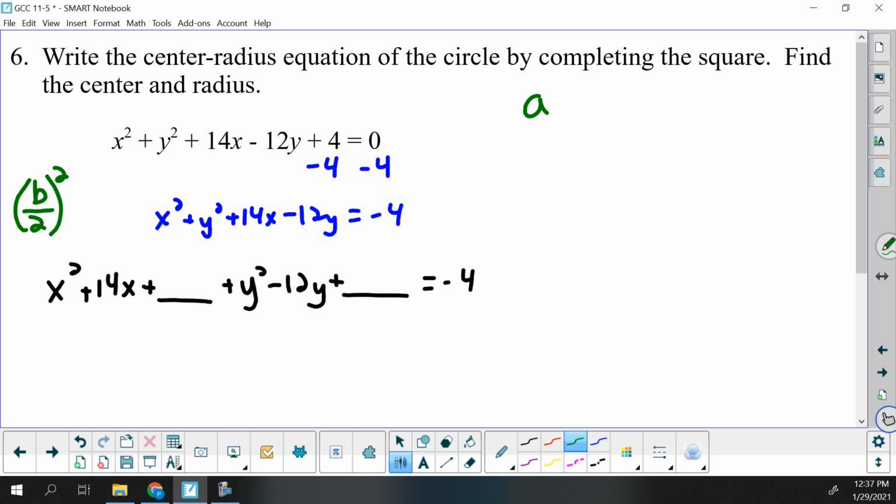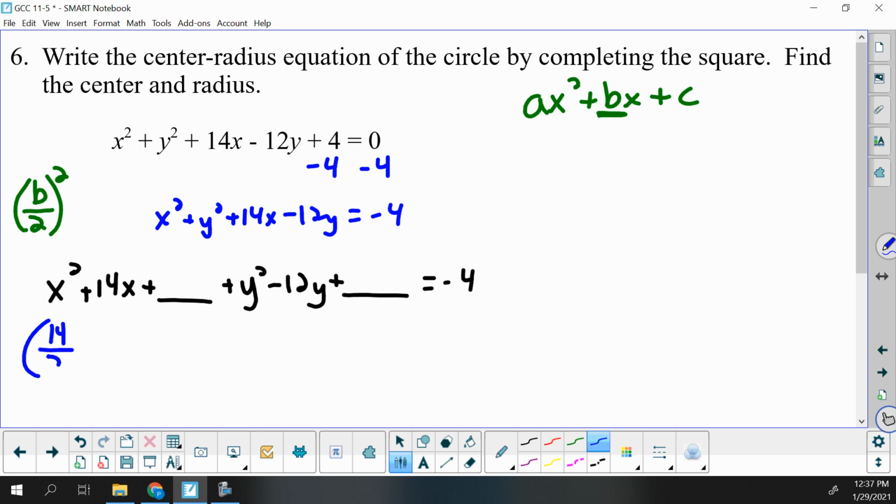In a general quadratic setup, we have ax squared plus bx plus c. So the b is the part that's in front of the plain old x, or in the plain old y in our second part. So that's how you pick out where the b is, the part in front of the plain old x or the plain old y. So for the x's, our b will be 14.